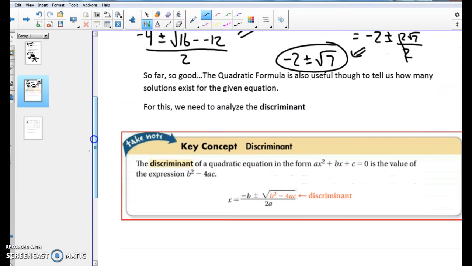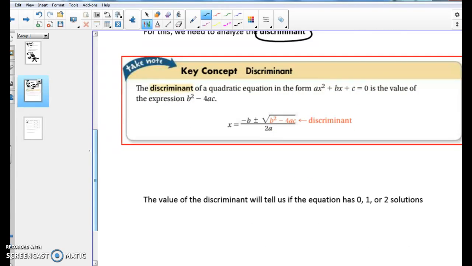So far, so good. The quadratic formula is also useful, though, to tell us how many solutions exist for the given equation. For this, we need to analyze the thing called the discriminant. Not the discriminate, that's a bad word. Discriminant is the thing that's under the radical, okay? As you can see here in the box, it points out the discriminant here is the value of the expression b squared minus 4ac.